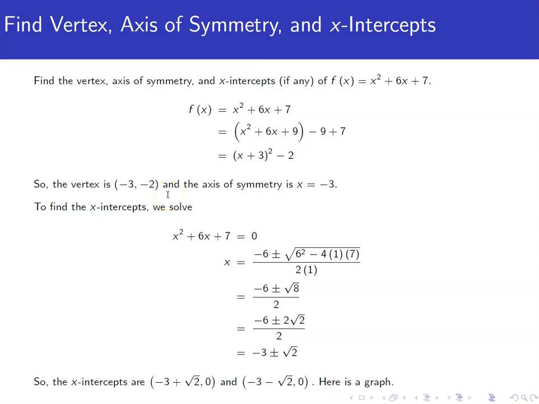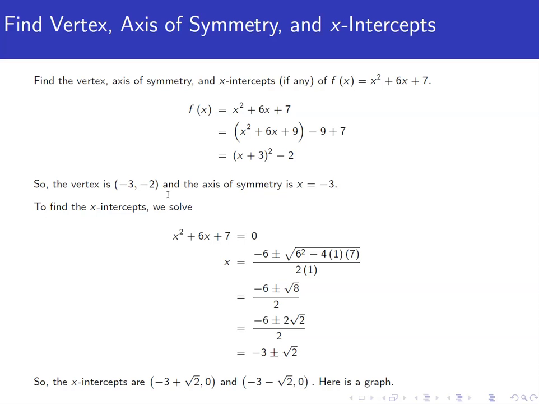In this video, we're going to find the vertex, axis of symmetry, and x-intercepts of a parabola, and then use that information to graph the parabola, or the quadratic function. So the function that we're interested in this case is x squared plus 6x plus 7.